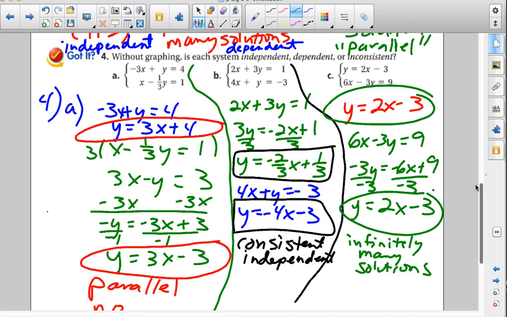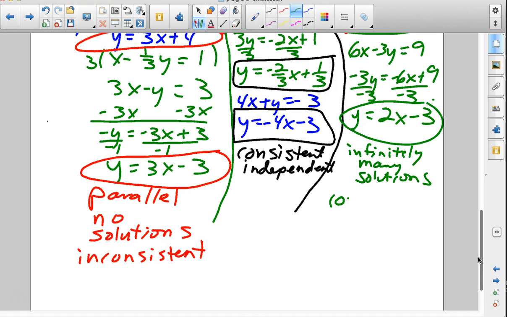Were we able to give a solution? Yeah. So is that consistent with what we like in math or inconsistent? It's consistent. We like that. We like to give an answer. Independent, one answer, or dependent, lots of answers? Dependent, lots of answers.